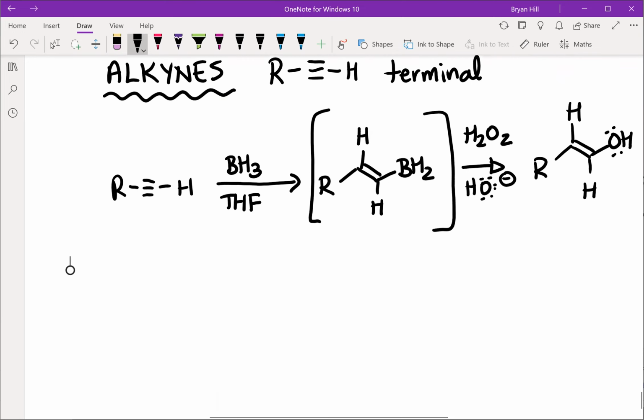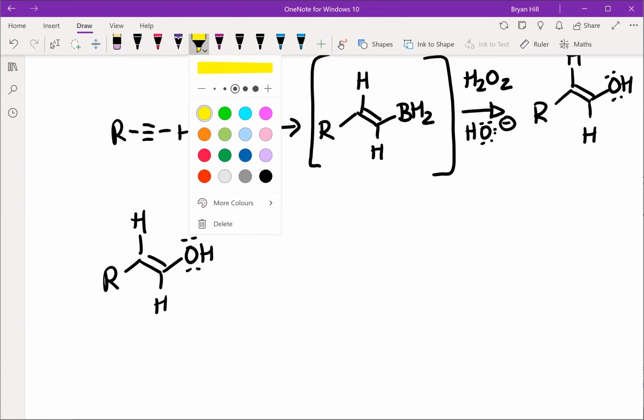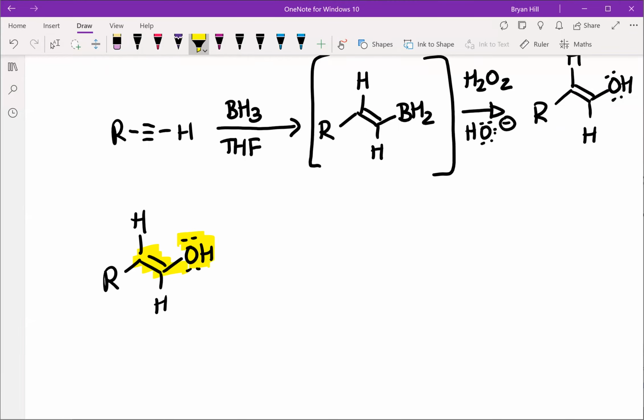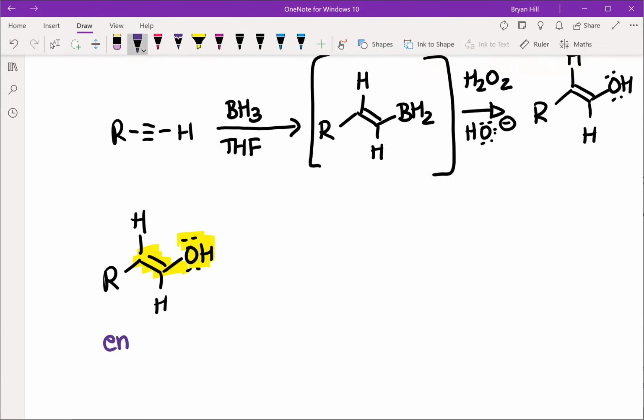Now, what's interesting is that this, I'll redraw it over here. This type of compound where you've got a hydroxyl group bonded directly to an alkene has got a special name. And its name is an enol. OL for alcohol, ene for alkene.